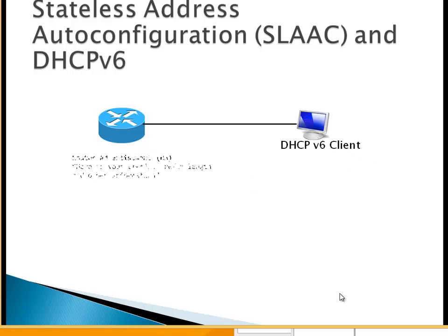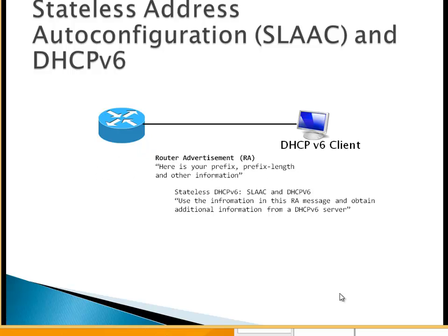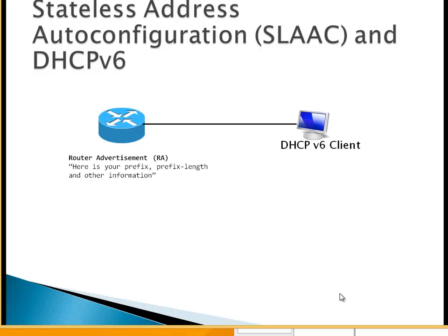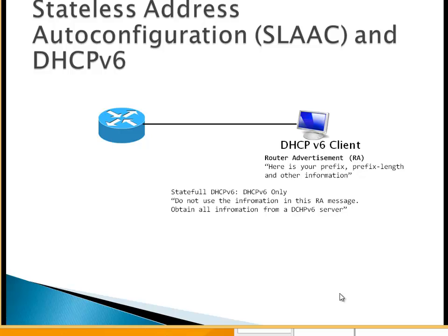The second message could be that the router sends SLAAC and DHCPv6. Use the information in the RA message and obtain additional information from the DHCP server. And the stateful option means don't use the information in this message at all. Obtain all information from the DHCPv6 server.